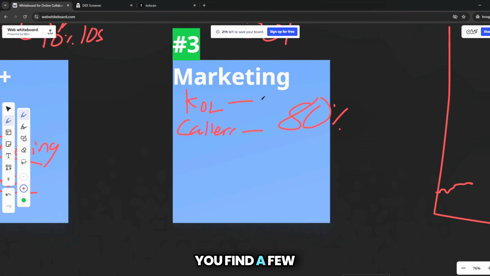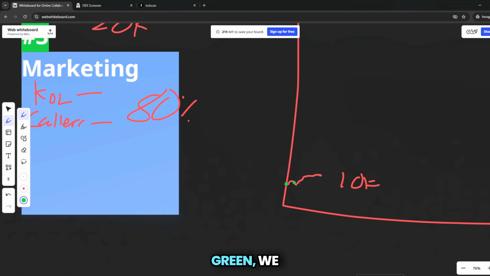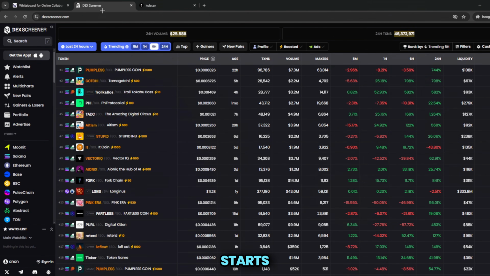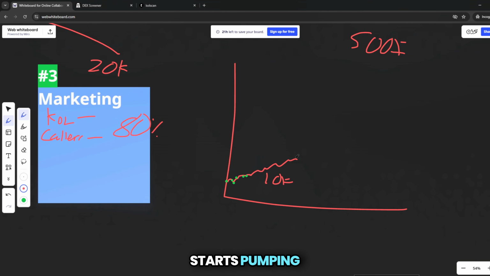Now let's say you find a few good KOLs to promote your coin. Remember, we bundled down here. Let's draw it out in green. We bundled here. We get some promotion going, coin starts pumping. And as it starts pumping from the KOL post, it starts trending on Dex Screener. That means new organic traders will see it. It starts pumping even more.